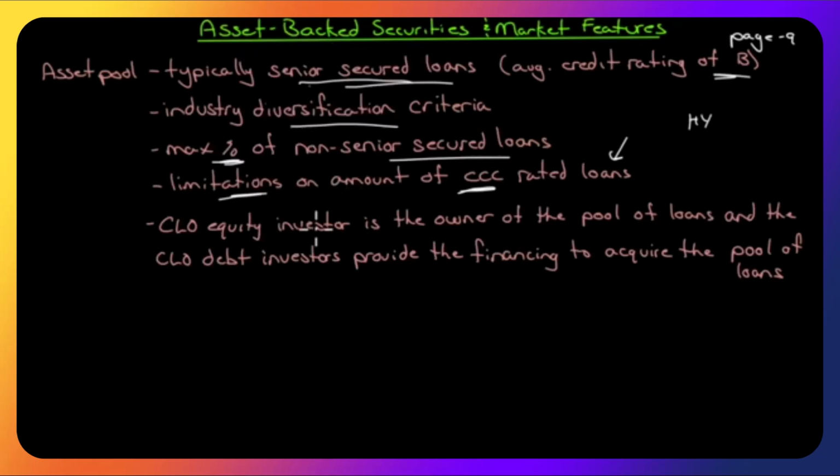The CLO equity investor is basically the owner of the pool of the loans, and the CLO debt investors are basically providing the financing to acquire the pool of loans. So it is really a fund structure. You're taking money from these people, you're investing it in this pool of assets, and you're hoping that the return you make on the assets is greater than the cost of the funds that you have to pay for. The rest belongs to the equity tranche.